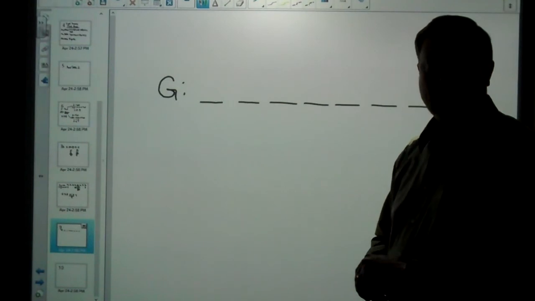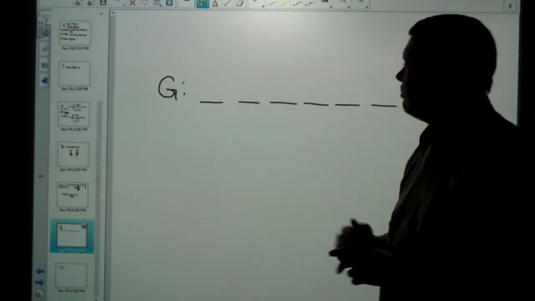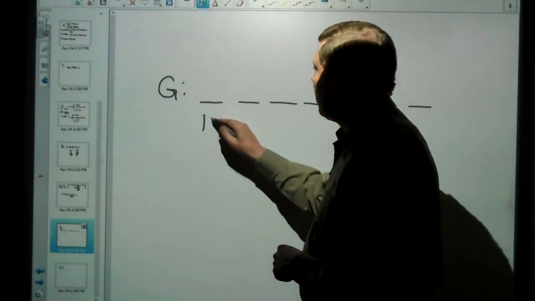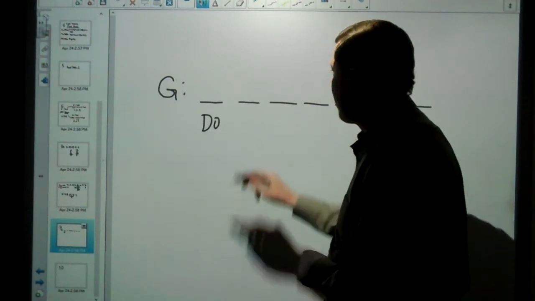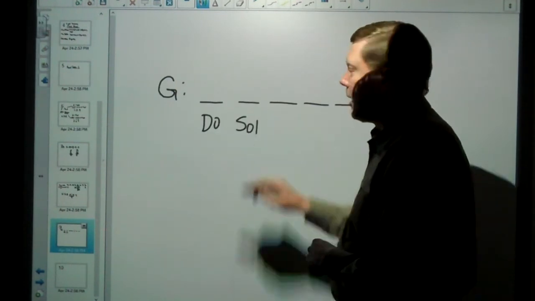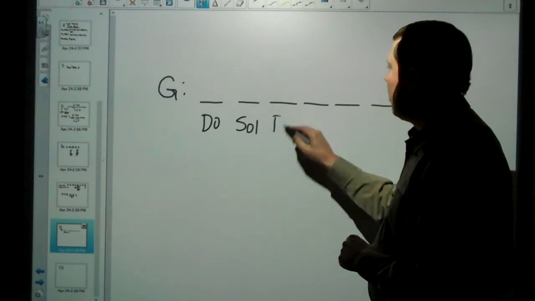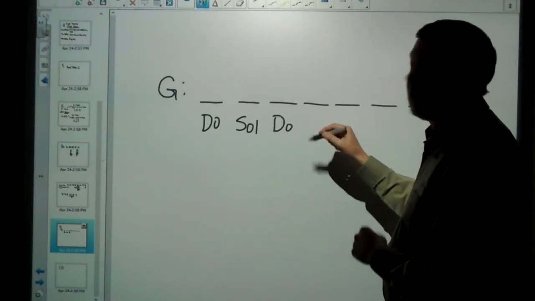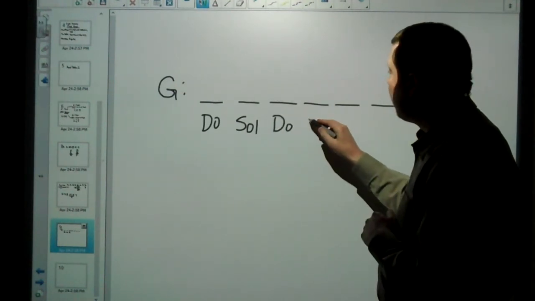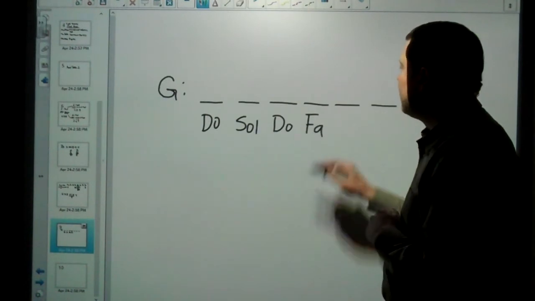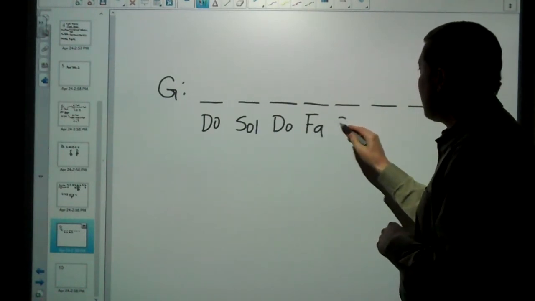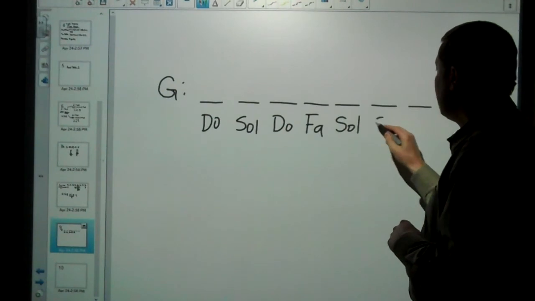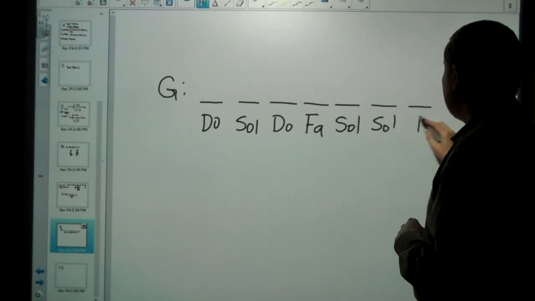So, what you should have heard, again, with multiple hearings, I hope you heard, started with Do in the bass, then it went to Sol in the bass, then it went to Do, then it went down further, down to Fa this time, and then it went up a step to Sol, stayed on Sol, and ended on Do.